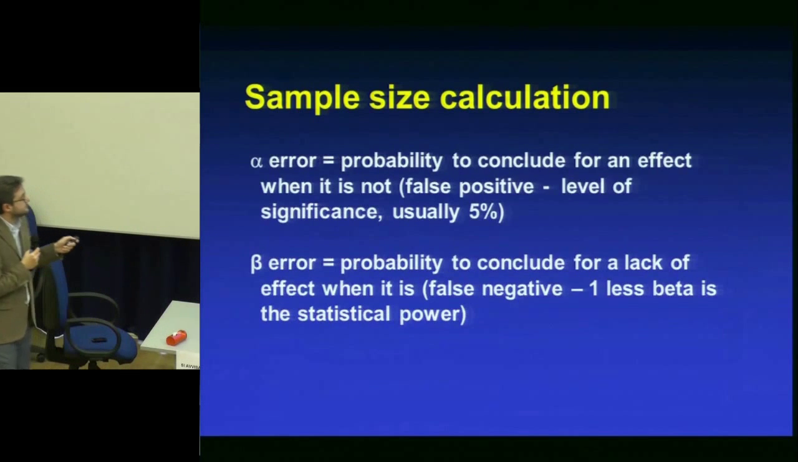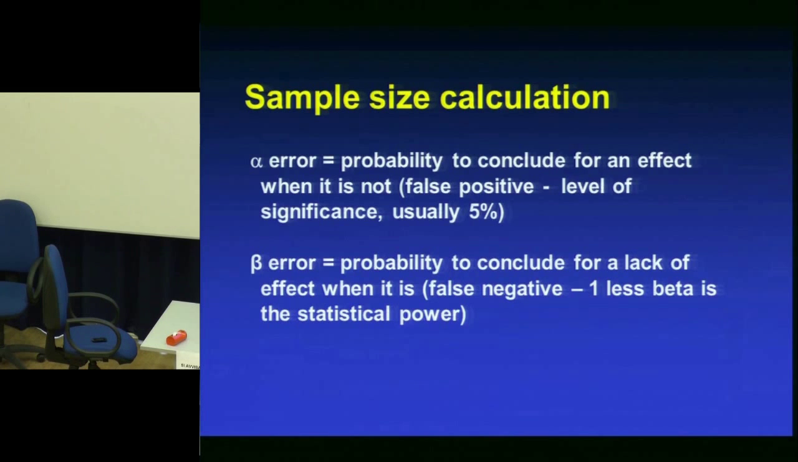Alpha error is the probability to conclude for an effect when there is none. So these are the false positive results. That's the famous p-value. Every clinical study usually accepts a 5% probability to say that there is an effect when it's not true. That's by definition, by convention, because the calculation of sample size is only an algorithm performed by statistical software. That's the reason that the p-value usually is less than 0.05.